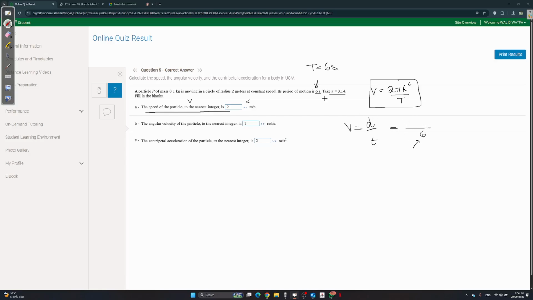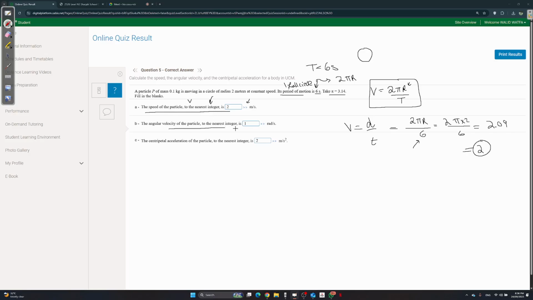What's the distance traveled in 1 second? It's one full circle, right? Because the period is the time for one full circle. And what's the distance of one full circle? Isn't it the circumference of the circle? Yes. So 2 pi r. Okay? So 2 pi r over 6. So it's going to be 2 pi times the radius 2 over 6, which is 2.09. Okay? Which is to the nearest integer 2.